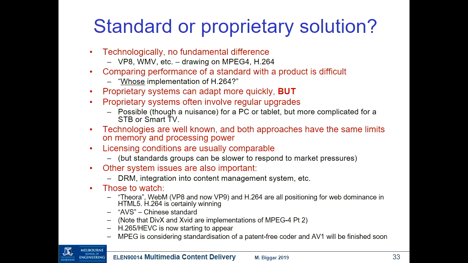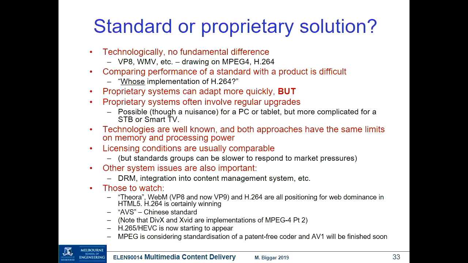The technologies are well known, as I said. Everyone's using essentially that same architecture of motion compensated, interframe predicted, transform coded video coding. It's really just a matter of parameter choices around that. Licensing conditions are usually comparable, except for those that are deliberately aiming to be royalty free.